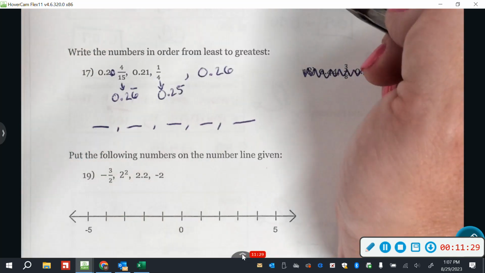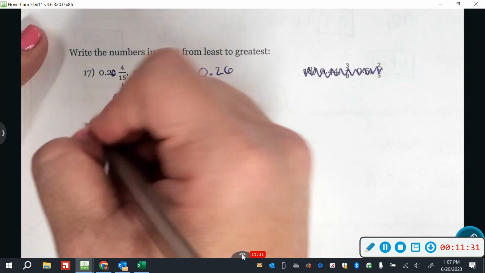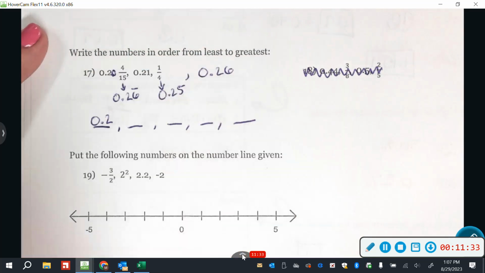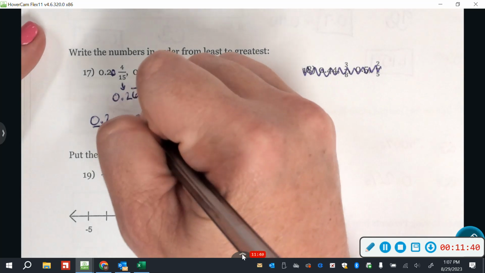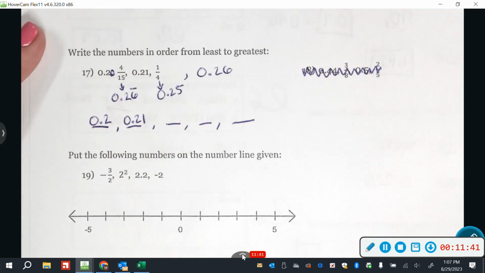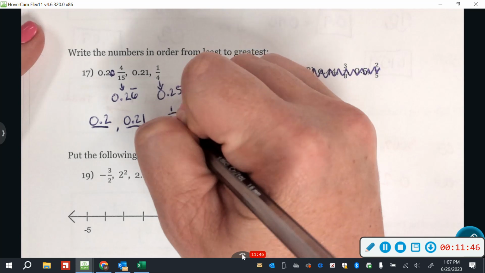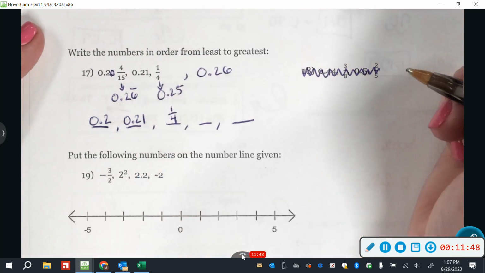Now, which one's the smallest? The first one. So 0.2. Now which one? Yeah, 0.21. Now what? Yep. So I'm going to leave it in the form it was given to me, so 1/4.